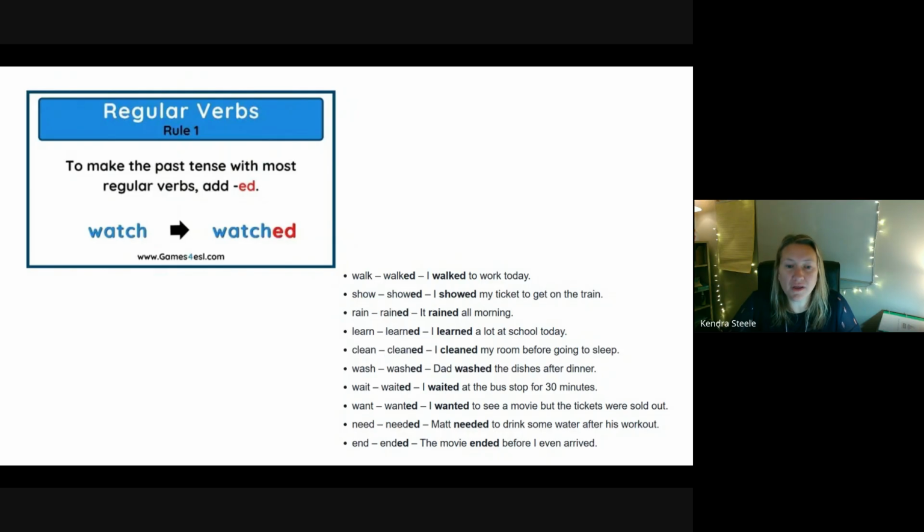Want becomes wanted. I wanted to see a movie, but the tickets were sold out. Need becomes needed. Matt needed to drink some water after his workout. And end becomes ended. The movie ended before I even arrived. Okay? So for most verbs in English, we just add ed to the end, and that makes it past tense.